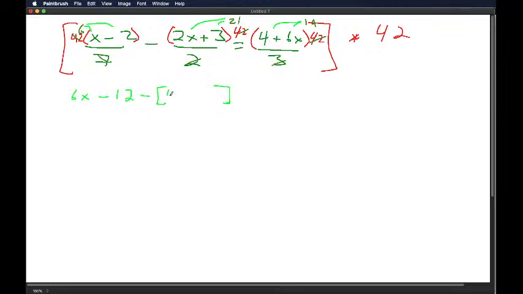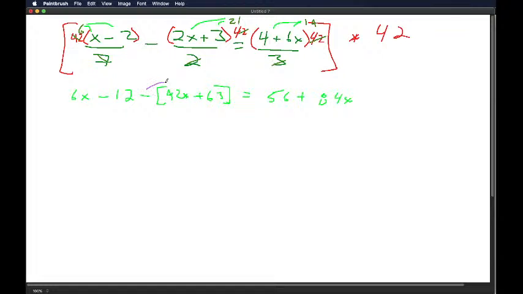21 times 2x is 42x. 21 times 3 is 63. And then that's equal to 14 times 4, which is 56, and 14 times 6, which is 84x. Like so far. I'll change colors because this one's terrible.